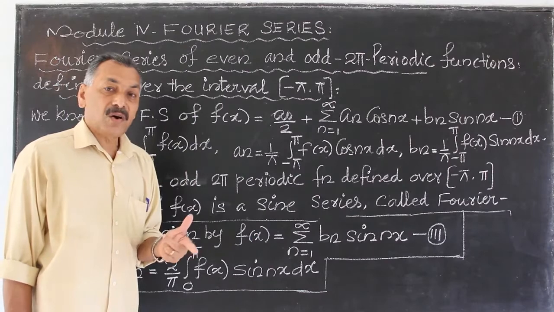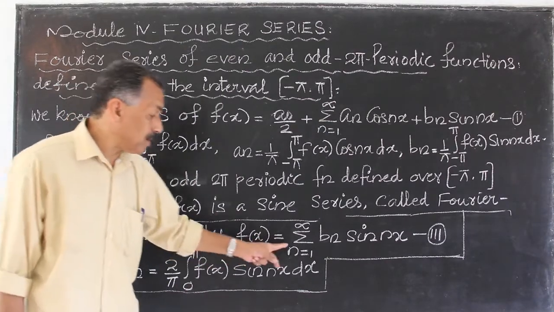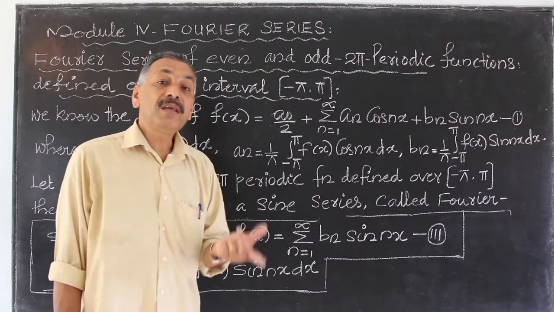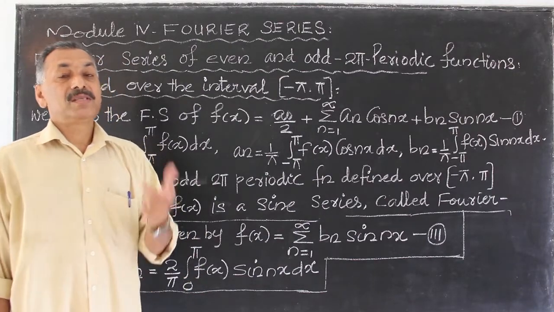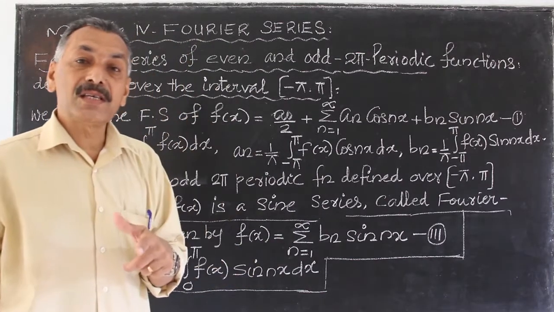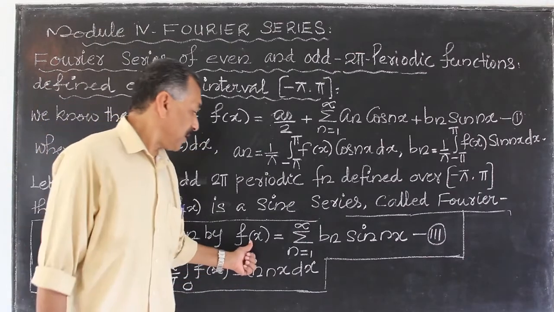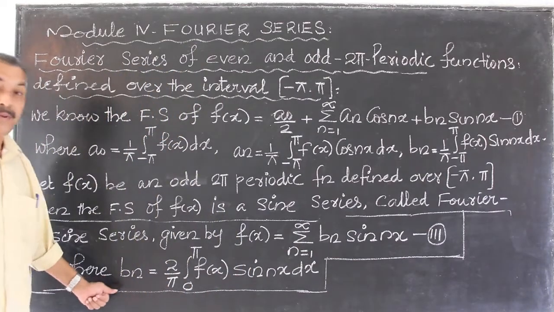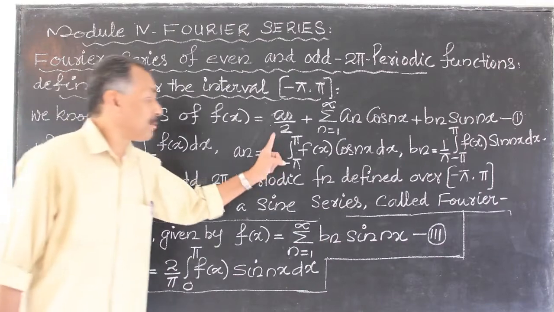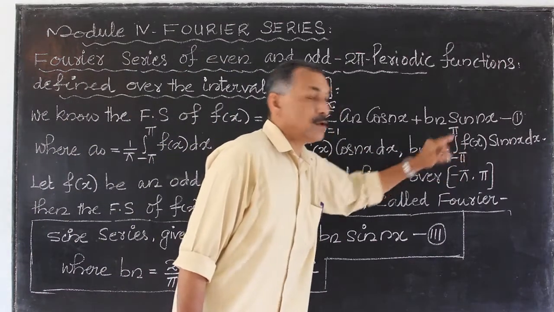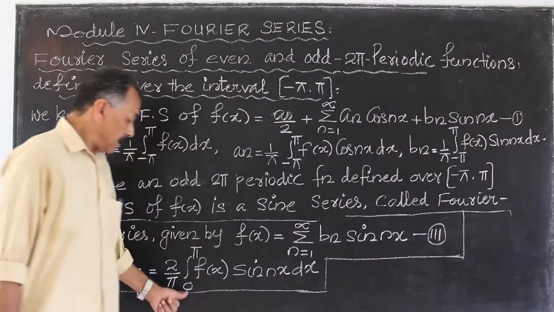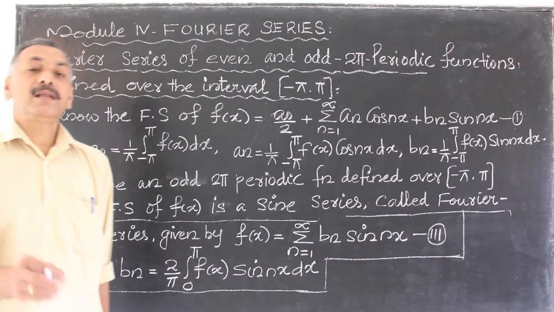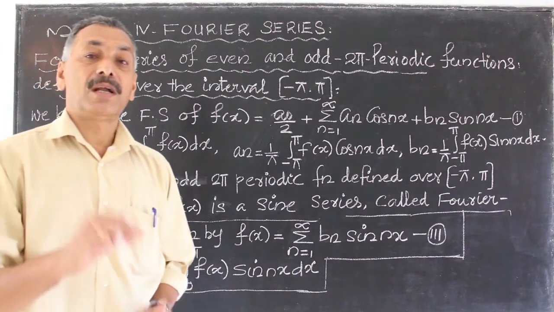Or if f(x) is odd, the Fourier series of f(x) is equal to sigma n 1 to infinity b n sin nx. That is known as the Fourier sine series of f(x). That is, if f(x) is odd, then the Fourier series is known as the Fourier sine series given by f(x) is equal to sigma n 1 to infinity b n sin nx. Then what is b n? b n is equal to 2 by pi integral 0 to pi f(x) into sin nx dx. If we get a Fourier series problem like this, 2-3 questions will come in the exam.